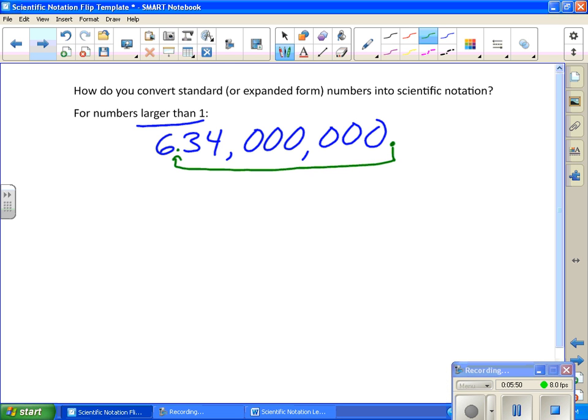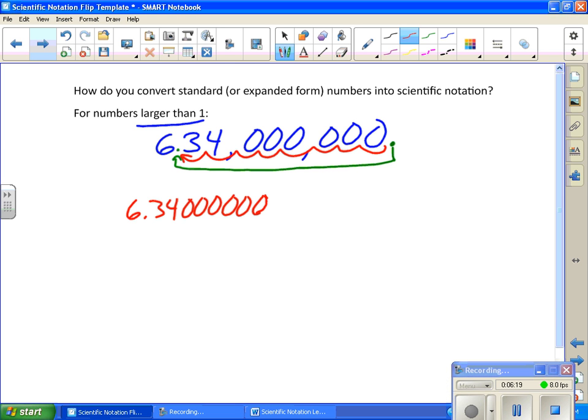The next step is to count how many times we move that decimal point. We moved it 1, 2, 3, 4, 5, 6, 7, 8 times. So that gives us a coefficient of 6.34 on all these zeros. We're going to talk about those zeros in a moment. I think I have one too many zeros in there.